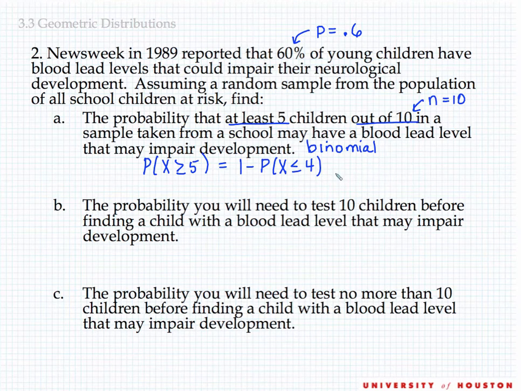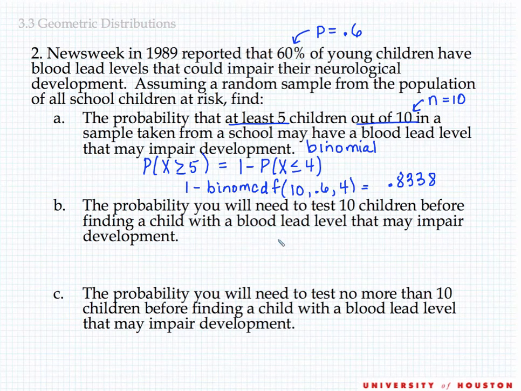Either way, if I use the calculator, I would do 1 minus binomCDF. Our number of trials is 10. Our probability is 0.6 and less than or equal to 4. So 1 minus binomCDF of 10, 0.6, 4 would give us our correct answer of 0.8338.